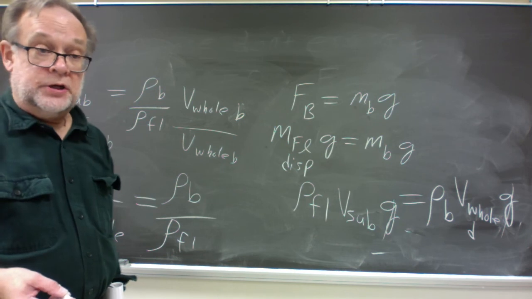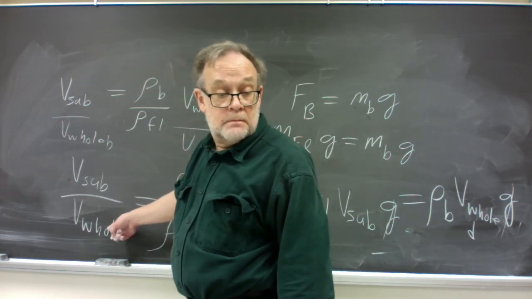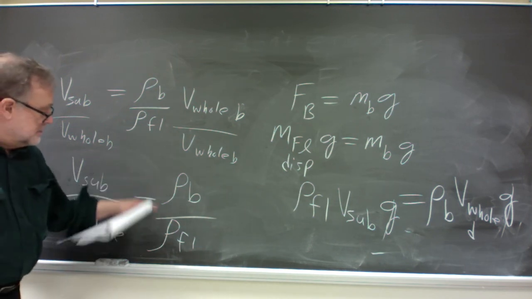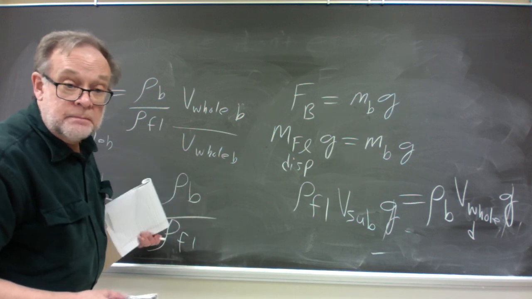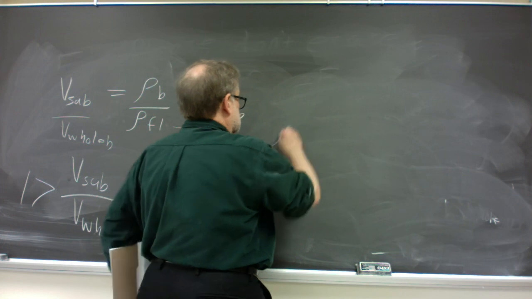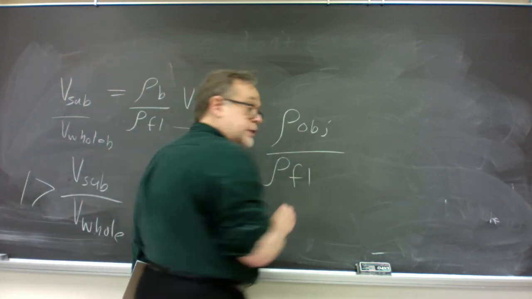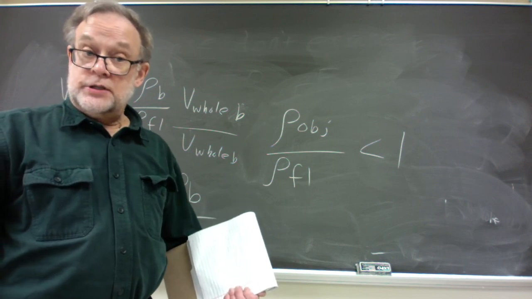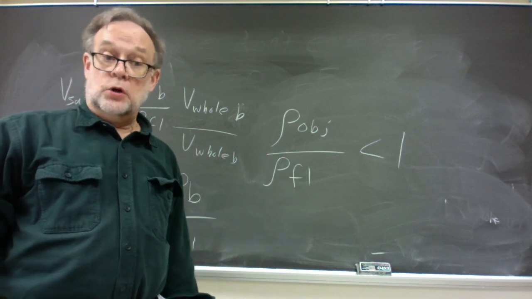And we come up with an interesting result here. The volume that's submerged, of course, is less than the whole volume of the block. So this ratio is less than 1. Which means this ratio is less than 1. The ratio of the density of the floating thing over the density of the fluid is less than 1. I'll say it this way: density of the floating object divided by density of the fluid that it's floating on is always less than 1. That's the necessary condition to have something float. If an object's density is less than the density of the fluid, the object will float.